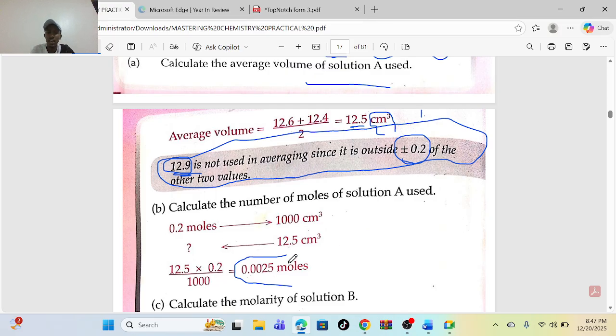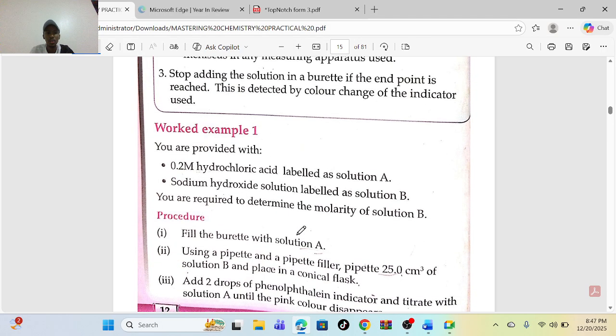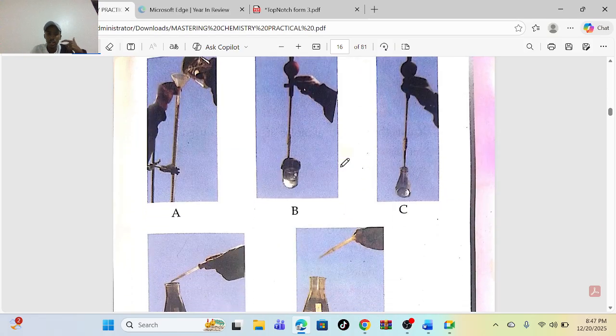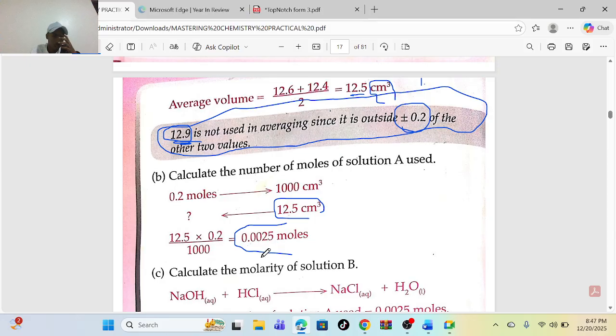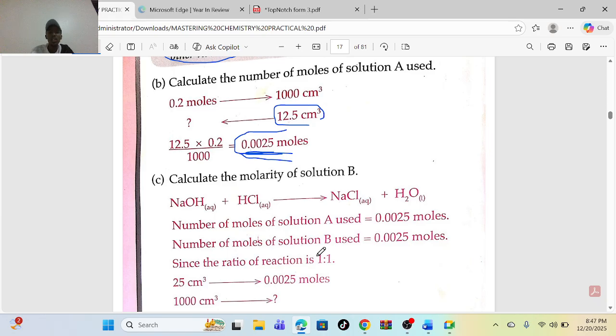Sometimes unaweza pewa molarity, na hii sasa ni volume, then you have the molarity, so itakuwa aje? Moles is equal to molarity times volume over 1000. So acha tuone swali linaanza hapa. Umepewa molarity, so molarity ni ngapi? Ni 0.2, si ndivyo? Itakuwa sasa moles is equal to molarity 0.2 times volume, which is 12.5, over 1000, and that's the answer. Unapata ngapi? 0.0025 moles. Calculate the molarity of solution B, you just andika hivi, you balance, then unaenda hivi.